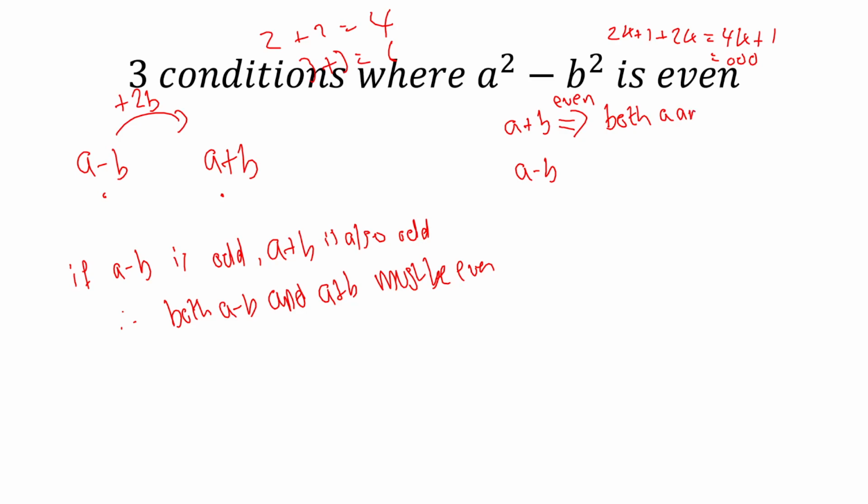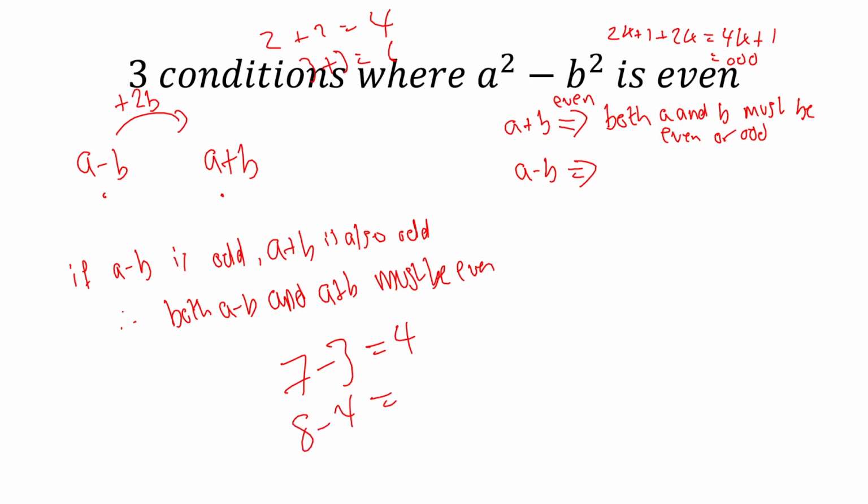a and b must be even or odd. And the same is the case with a minus b. If you take the number 7 minus 3, so an odd number subtract an odd number gives you an even number, and then 8 minus 4, the difference between two even numbers, gives you an even number. So it's the same in both cases. So we know that a and b must both be odd or must both be even.